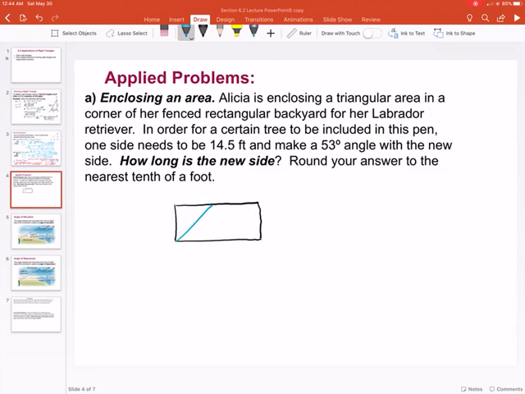So we're making a triangular corner. Now, in order for a certain tree to be included in the pen, it said one side needs to be 14.5 feet and make a 53-degree angle. So I'm going to go ahead and do that. Here's my 53-degree angle, 14.5 feet for this side. So just drawing in what they gave me.